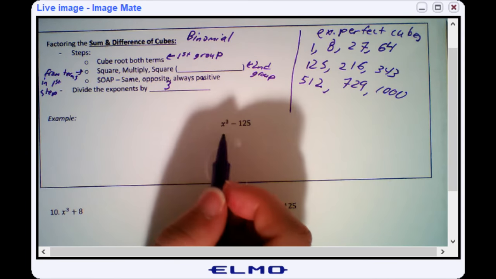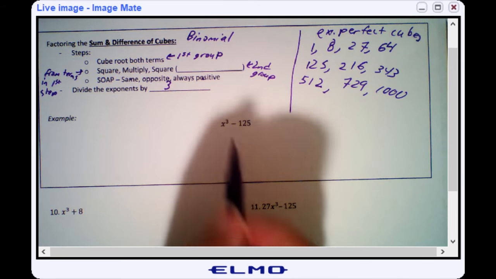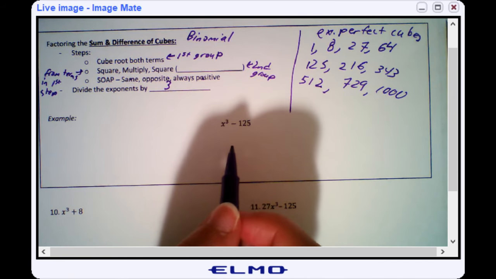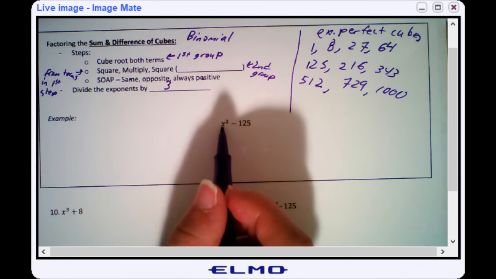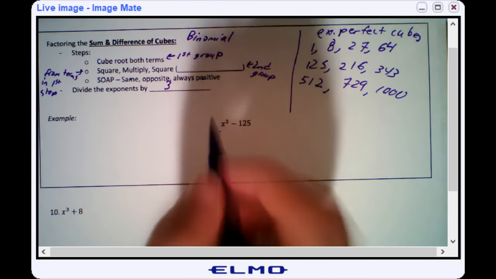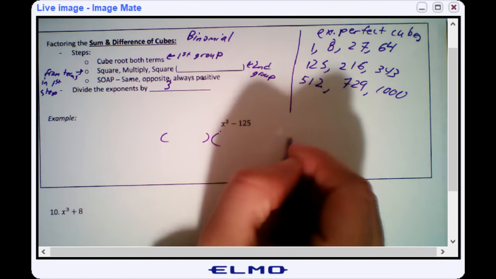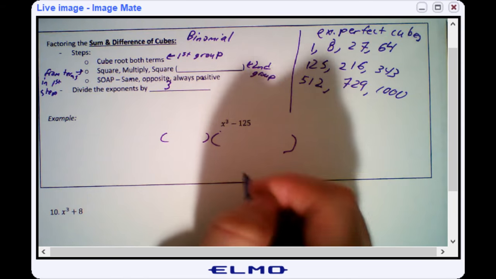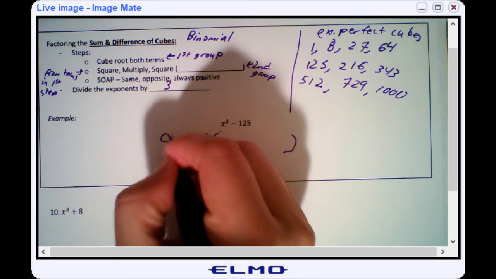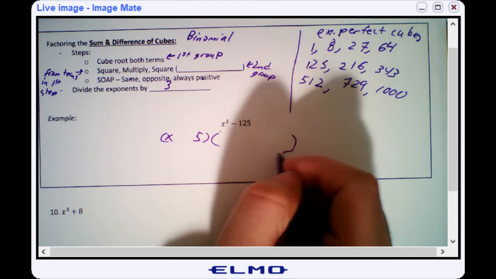So for our first example, look for GCF, no GCF. It's a binomial. It's subtraction. This time, x cubed is a perfect cube, and 125 is a perfect cube. So I'm going to do something slightly different. We have a smaller parenthesis, and then we're going to have a longer parenthesis. In my small parenthesis, I just cube root both terms. So x and 5.